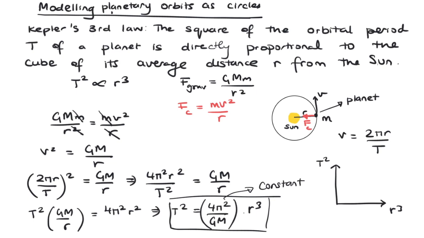And we know that the relationship is linear, so it will be a straight line passing through the origin, where the gradient of this graph is going to be equal to 4 pi squared over GM. So you can work out the mass of the sun or the star involved in a question. Please make sure you practice this derivation, as it has come up quite a few times in the exam. This formula is given to you, so you don't have to worry about remembering it though.